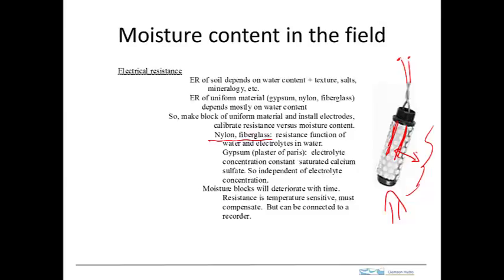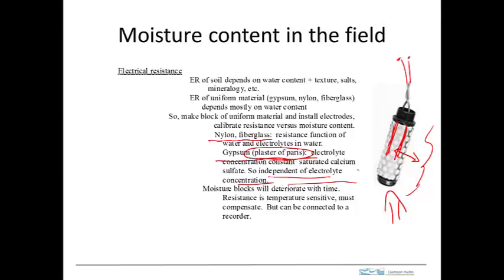And so what can be done then is to make the porous material out of gypsum. Plaster of Paris is made of gypsum, and you can mold it and cast the sensor out of plaster of Paris fairly easily. And when you do this, the soil water equilibrates with this porous gypsum, and the gypsum in contact with the water is quite soluble, and so that water in the gypsum will become saturated in calcium sulfate. And so the composition of the water in the gypsum is held constant because of the solubility of the calcium sulfate. As a result, the electrical resistance is independent of the electrolyte concentration out in the soil. So that gives an advantage to the gypsum block.